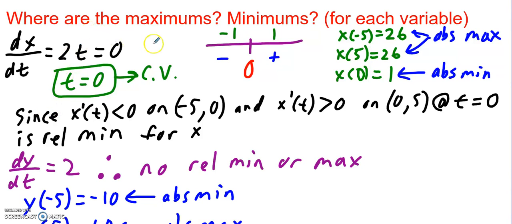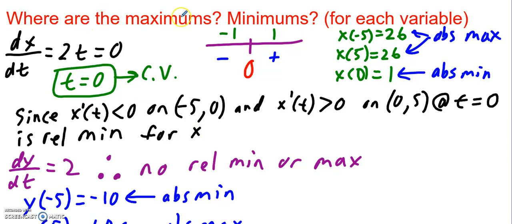Okay, so the first one, where are the maximums and the minimums for each variable? Well, I know dx/dt is 2t, so my critical value is going to be when t equals 0. So I can make a chart with 0, plug in -1, plug in +1. I see I go from negative to positive. So since x prime of t is less than 0 on -5 to 0, and x prime of t is greater than 0 on 0 to 5, t equals 0 is a relative minimum for x.